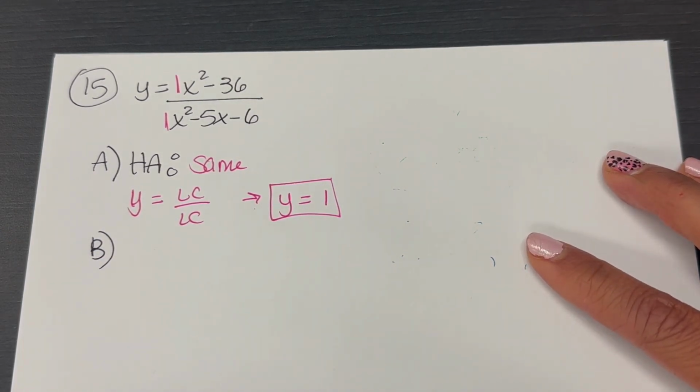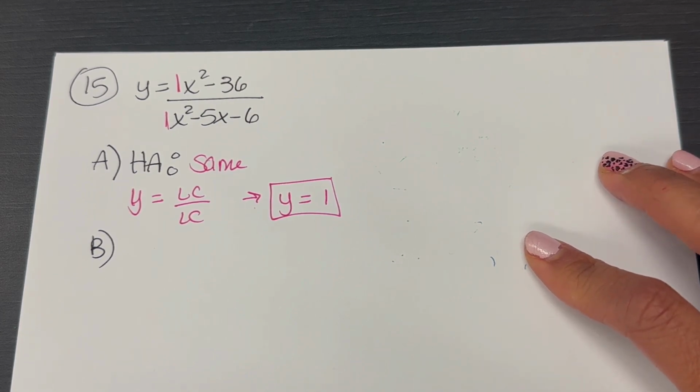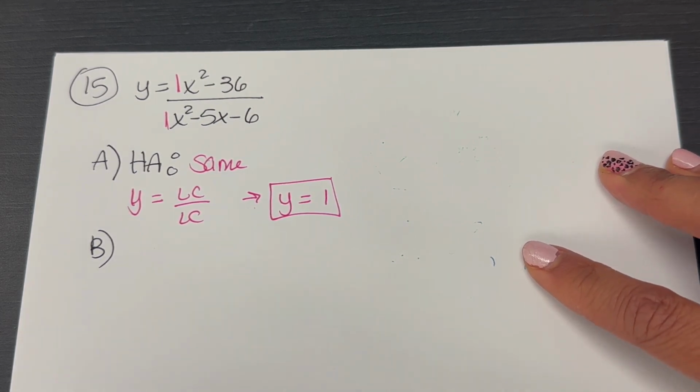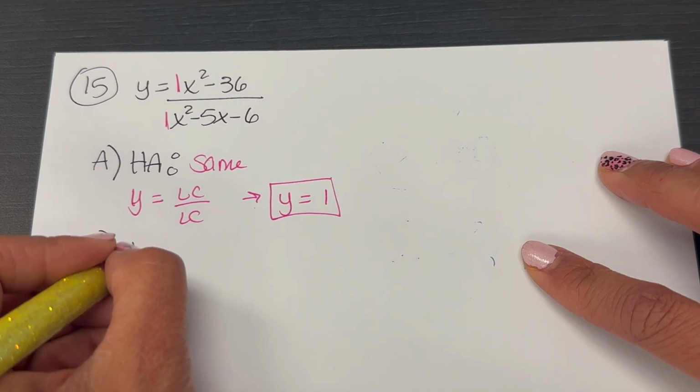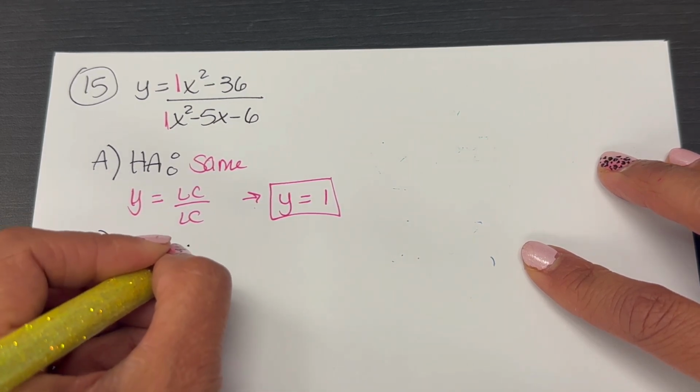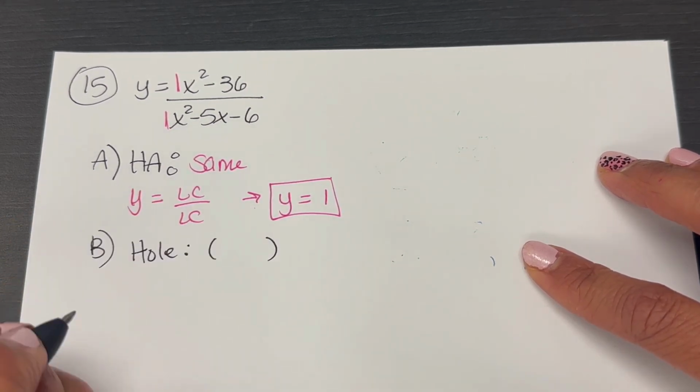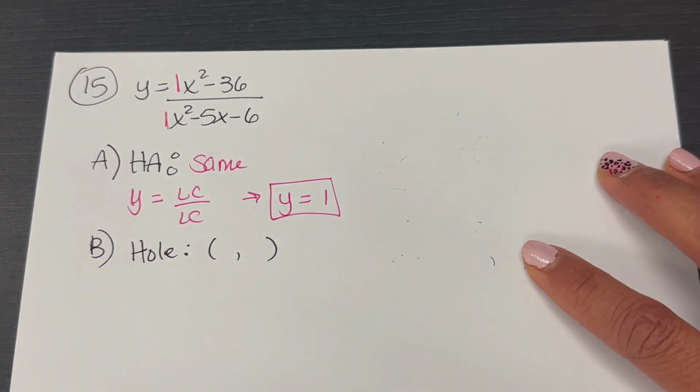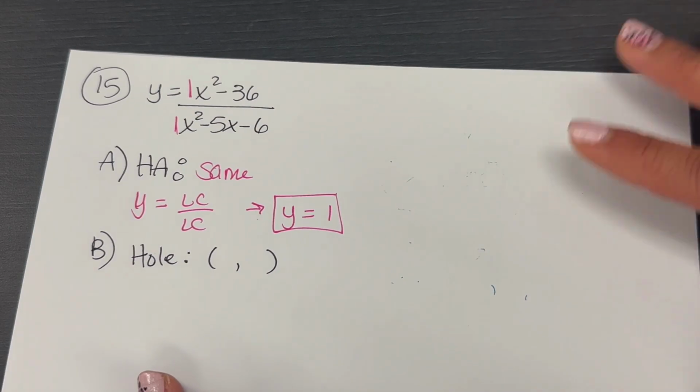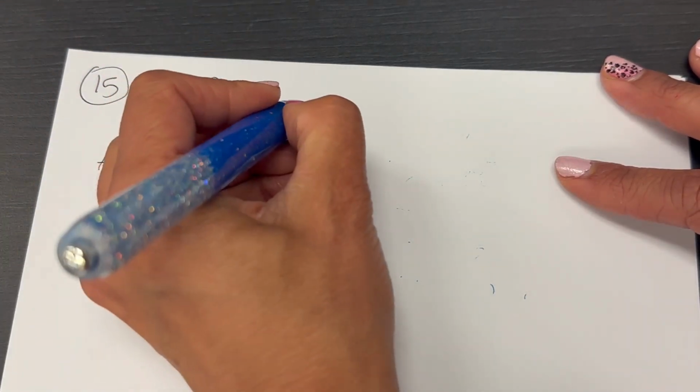Okay, for part B, it asks to determine the coordinates of the point of discontinuity, that is a hole. Write your answer in coordinate format. If necessary, leave your answer in simplified fraction form. So I need the hole. And it said in coordinate format, so I need an ordered pair. I need an x value and a y value. So to find all that, I need to factor the numerator and the denominator.